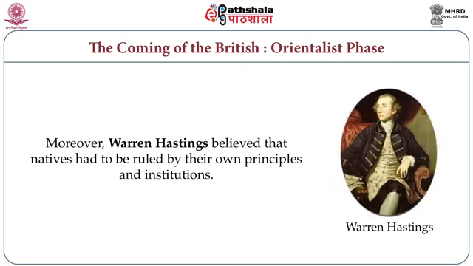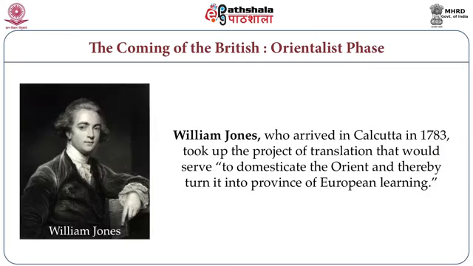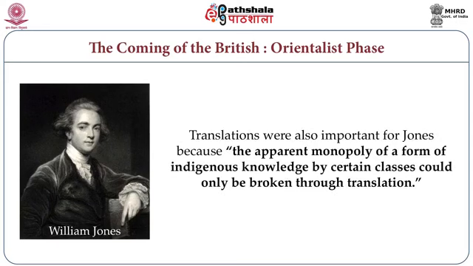Moreover, Warren Hastings believed that natives had to be ruled by their own principles and institutions. William Jones, who arrived in Calcutta in 1783, took up the project of translation that would serve to domesticate the Orient and thereby turn it into a province of European learning. Translations were also important for Jones because the apparent monopoly of a form of indigenous knowledge by certain classes could only be broken through translation.